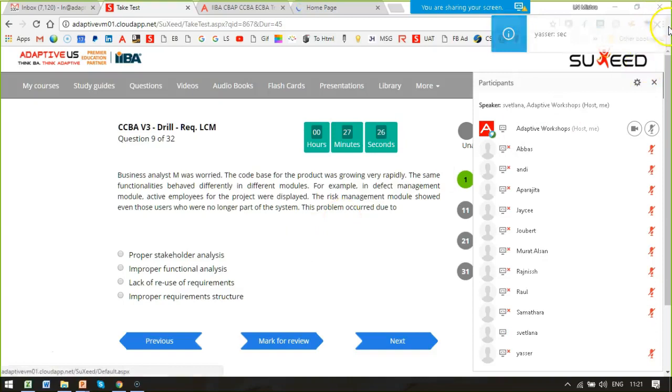Yes. So, because we don't reuse requirements, we tend to develop the same requirement multiple times. And this is actually a case with our product. It's a real scenario that we have in our product. So that's how I wrote this question, because this is a problem that I face.